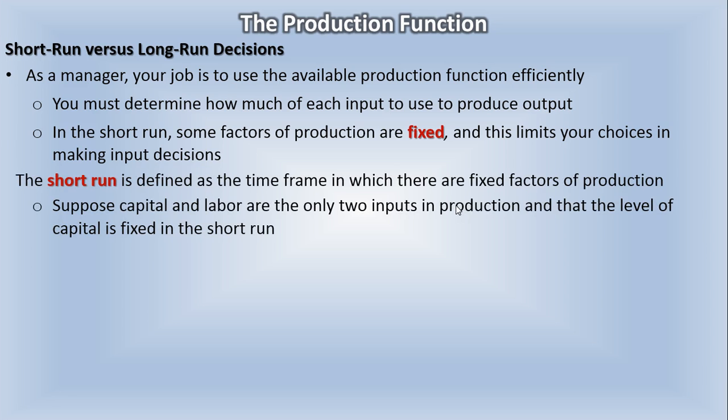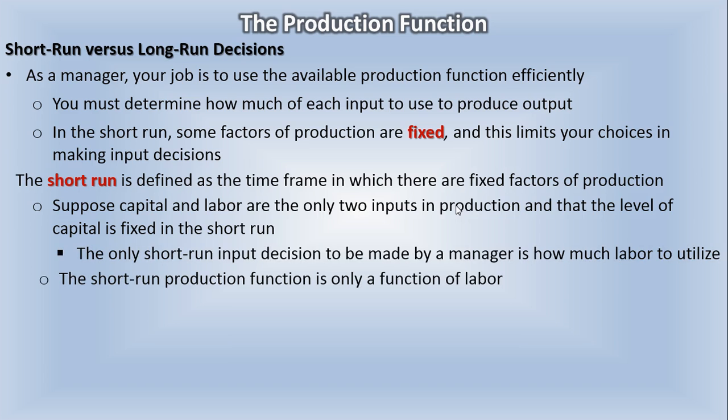So the short run is defined as a time frame in which there are fixed factors of production. Suppose capital and labor are the only two inputs in production and that the level of capital is fixed in the short run, and that's generally what we'll assume. The capital is the input that's fixed. I think there's one homework problem that considers a fixed labor level, but in general, we're going to consider the case of capital being the one that is fixed.